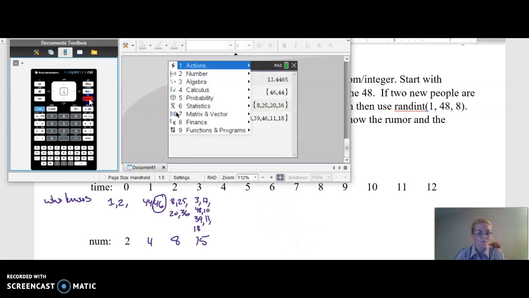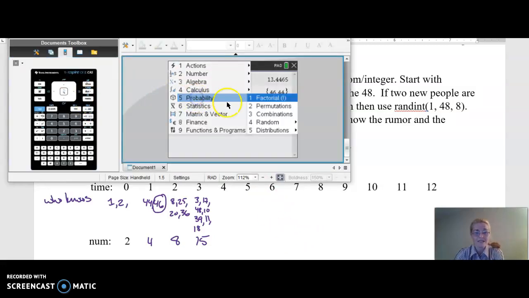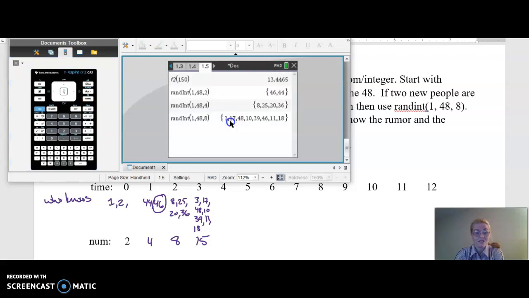I'm going to go to menu, probability, random, integer, and I want to pick a number between 1 and 48. And how many numbers do I want? Well, 15 people are now going to tell someone else the rumor.